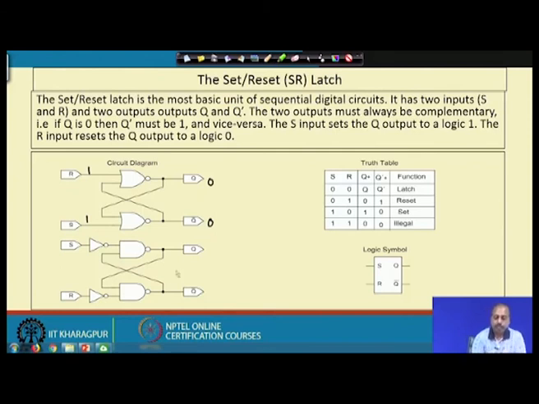Similarly, if we take the NAND gate based realization, taking two cross-coupled NAND gates and two inverters before S and R, you will see that you get a similar type of truth table. This is the logical symbol for the SR latch. With S and R given different values, Q and Q bar will follow this truth table.